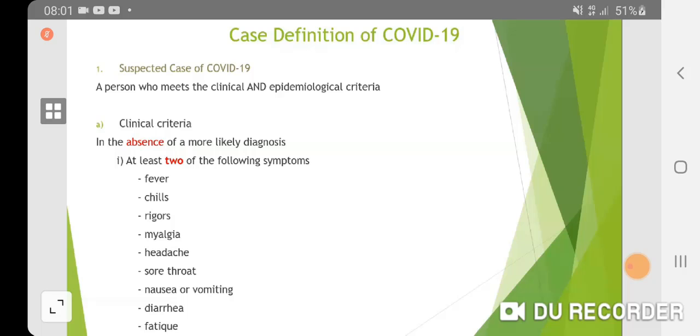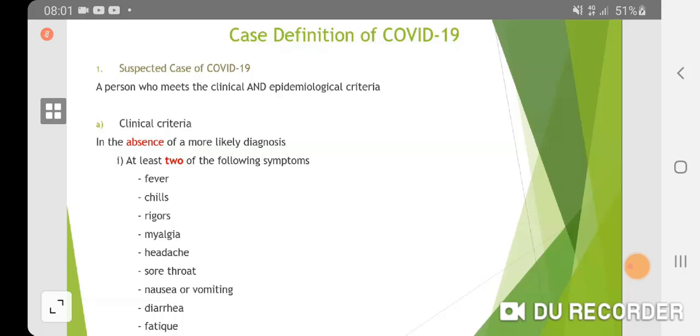First, we go to the clinical criteria. What is the clinical criteria? In the absence of more likely diagnosis, at least 2 of the following should be the clinical criteria, which is fever, chills, rigors, myalgia, headache, sore throat, nausea or vomiting, diarrhea and fatigue.